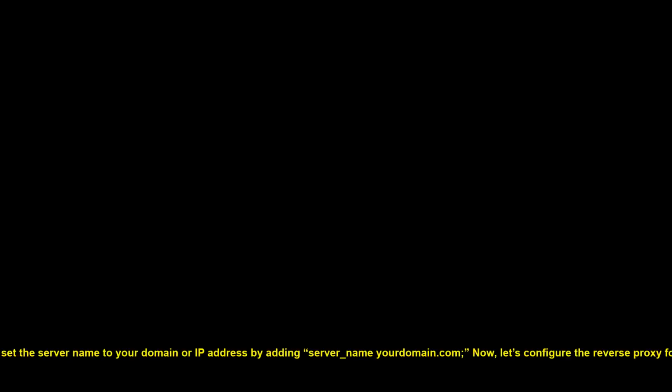In the server block, set the server name to your domain or IP address by adding server_name yourdomain.com. Now, let's configure it. Add a location block for the service you want to reverse proxy. Use location /service1/ to indicate the path for your first service. Inside this block, use the directive proxy_pass to point to the service's URL.